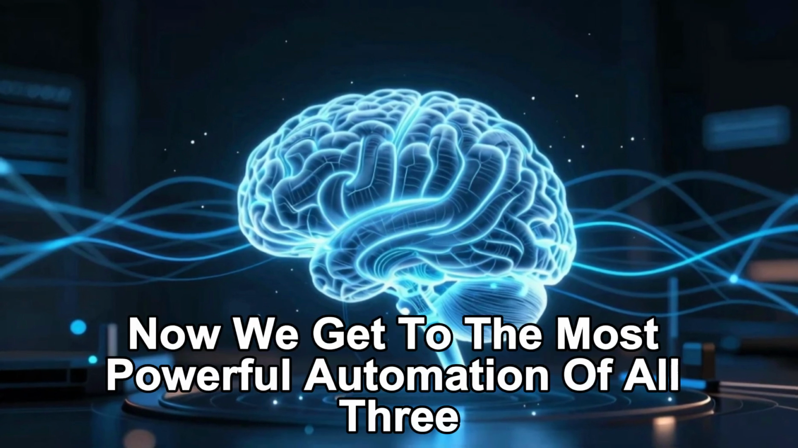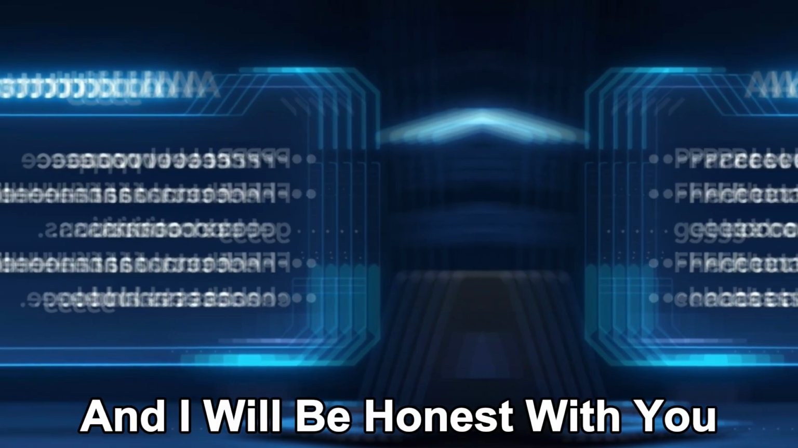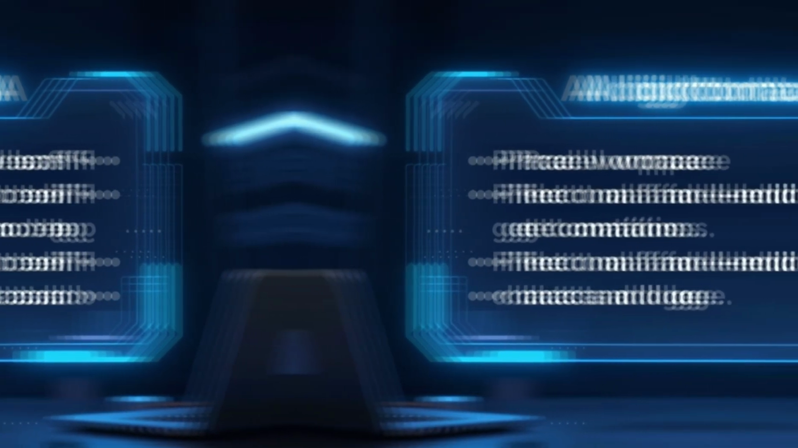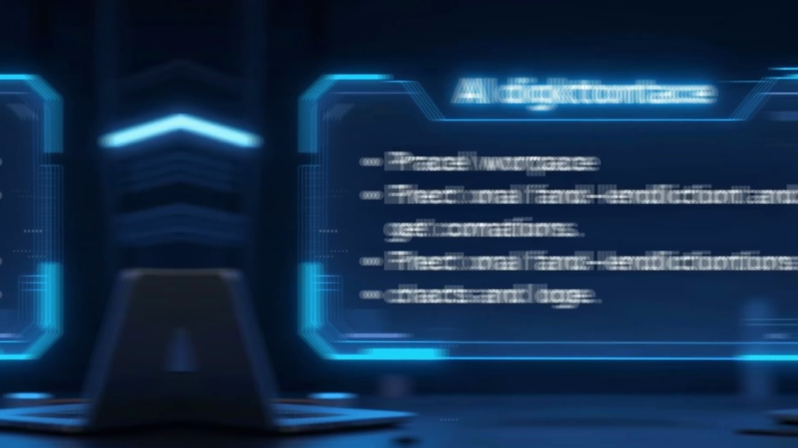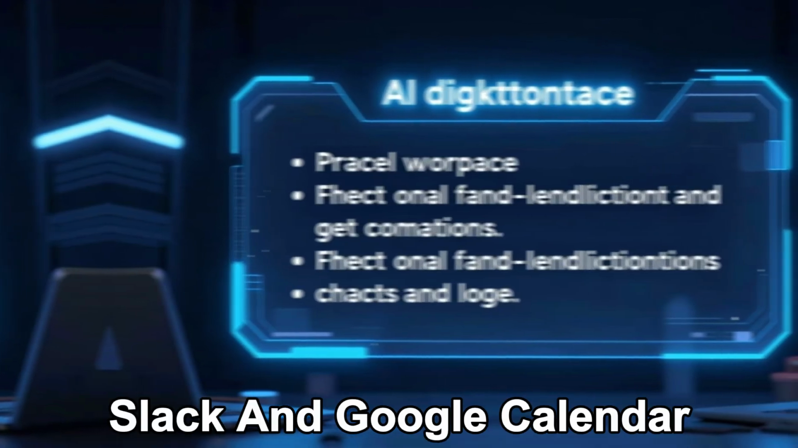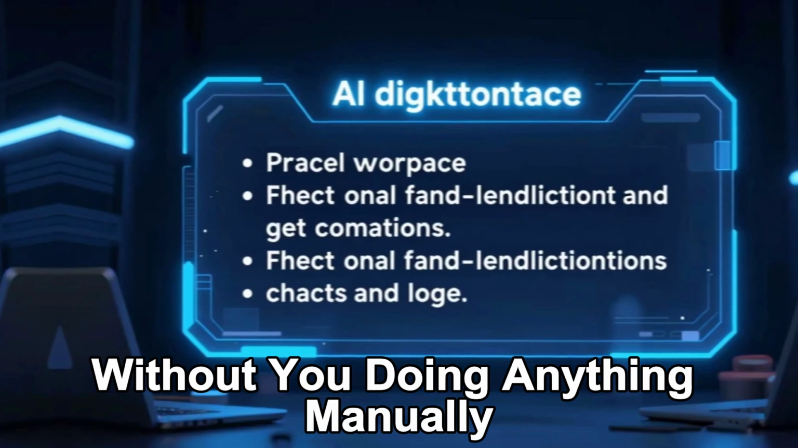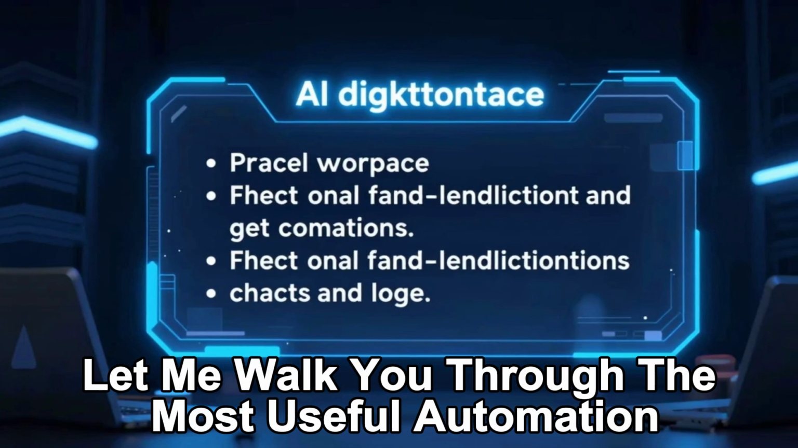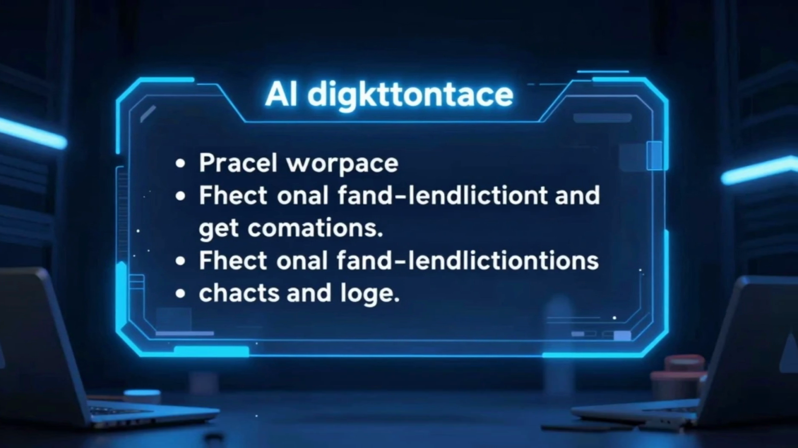Now we get to the most powerful automation of all 3. And I will be honest with you, very few people are doing this yet. We are going to connect Notion AI with Zapier. This means your other apps like Gmail, Slack, and Google Calendar will automatically send information into your Notion workspace without you doing anything manually. Let me walk you through the most useful automation first, turning emails into Notion tasks automatically.